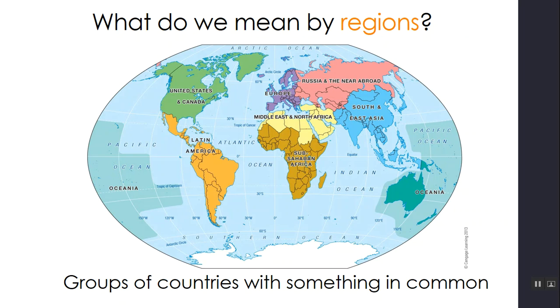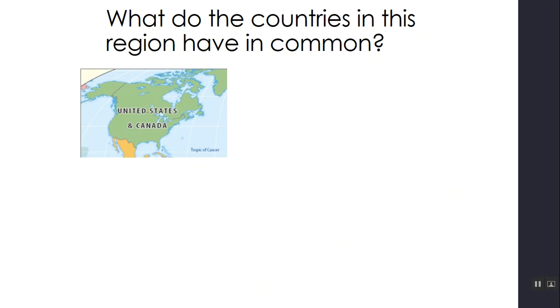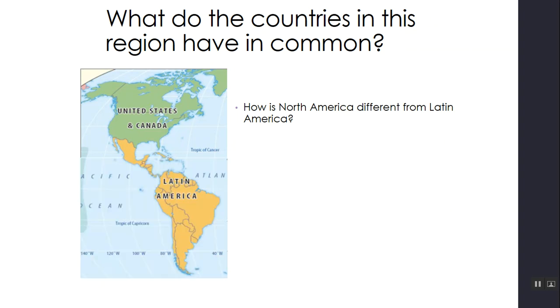Regions are just groups of countries with something in common. It could be a language, it could be a cultural aspect, and often these lines are very fuzzy. And so when we look at what countries in a region have in common, how is North America different from Latin America? Off the bat, we could say, well, the United States and Canada both have predominantly English speakers, but that's really not even the full picture. Canada actually has two official languages, English and French. The United States actually does not have an official language.